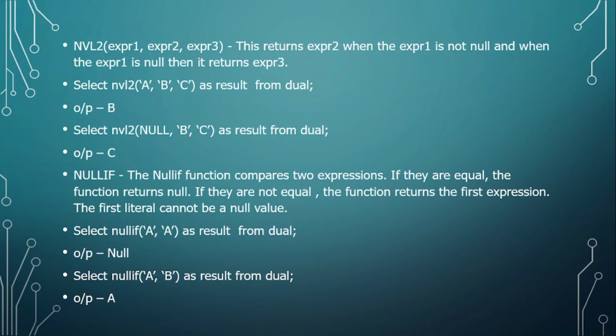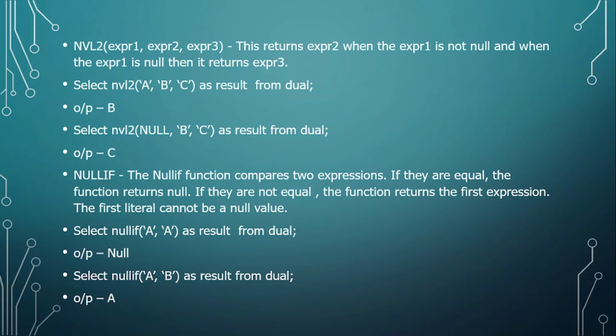And the second example includes the first expression as null, therefore it returns expression 3 as a result, that is C in our case. So this is the basic difference between NVL and NVL2. Now let's check out NULLIF function. The NULLIF function compares two expressions. If they are equal, the function returns null. If they are not equal, the function returns the first expression.